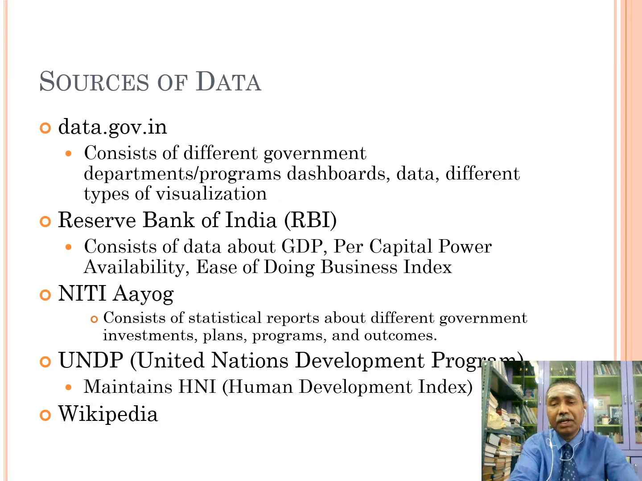So what is the source of data I have considered? I have considered data.gov.in; major data variables I got from this website, right? They have different dashboards and tables, and different visualizations also. Another one I used is the RBI database, that is the Reserve Bank of India database, for per capita power availability in the state, also GDP data. The 2019 GDP data I considered. Next, ease of doing business index of the state. These data items I collected from the RBI publications and RBI database, right?